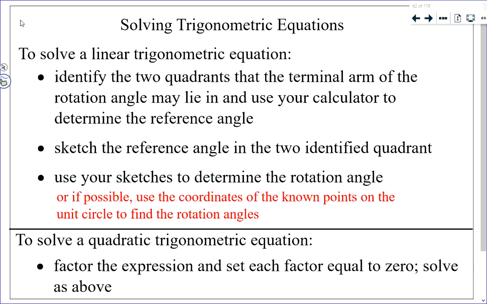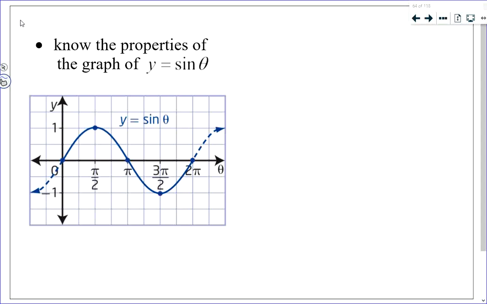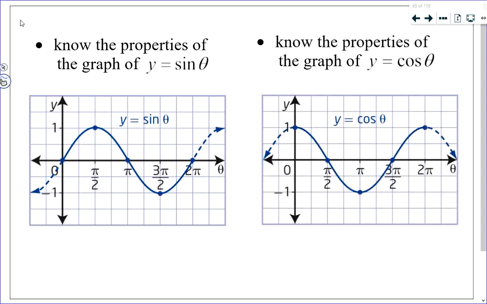There are tons of examples here that we have done and tons of examples in your review handouts dealing with trigonometric equations. You need to know the properties of the graph of y equals sine of theta and of y equals cosine of theta, and you need to be familiar with the terminology. So for example, the amplitude of either of those graphs is 1. The period of each of the graphs is 2 pi, or 360.